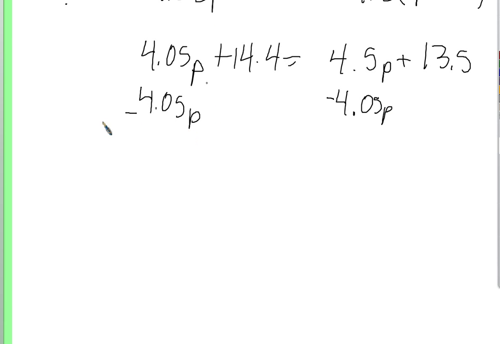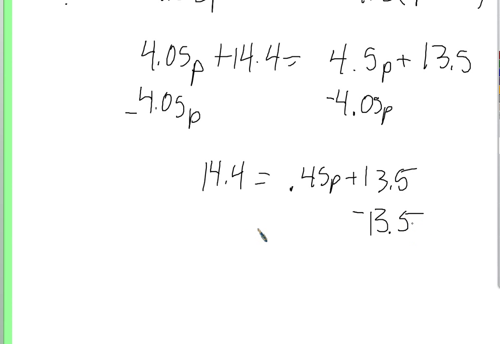We're going to cancel out this 4.05p, right? So you get 14.4 equals 4.5p minus 4.05p, which is 0.45p, plus 13.5. What's the problem? What now? Subtract 13.5 from 14.4. Subtract it from both sides. Okay, 14.4 minus 13.5.